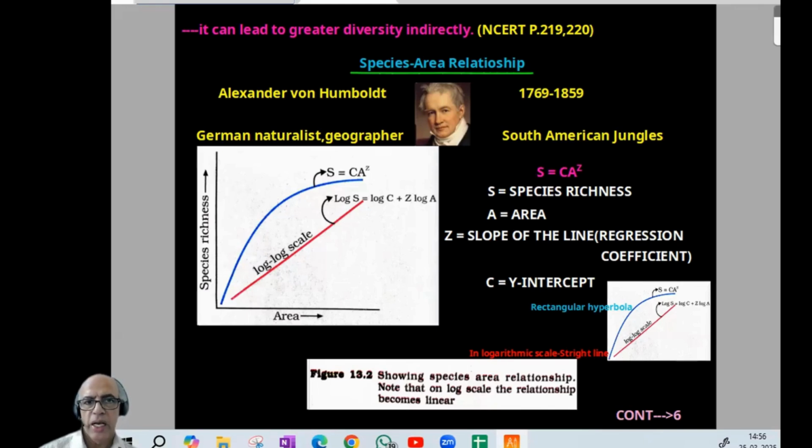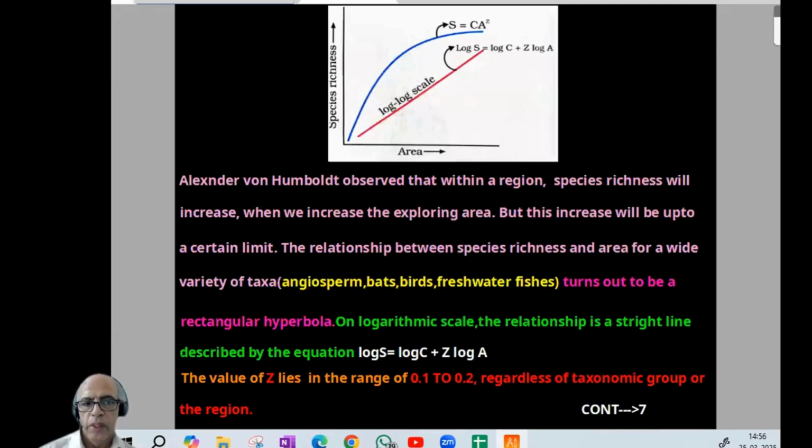The scientist is Alexander von Humboldt, the idea is species area relationship, in South American jungles. Now we can proceed to the expanded form of the graph. Alexander von Humboldt observed that within a region, species richness will increase when we increase the exploring area. But this increase will be up to a certain limit.